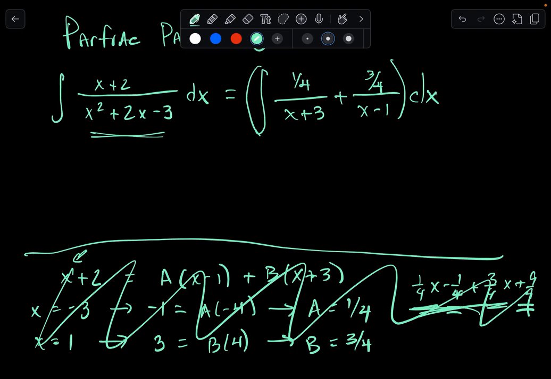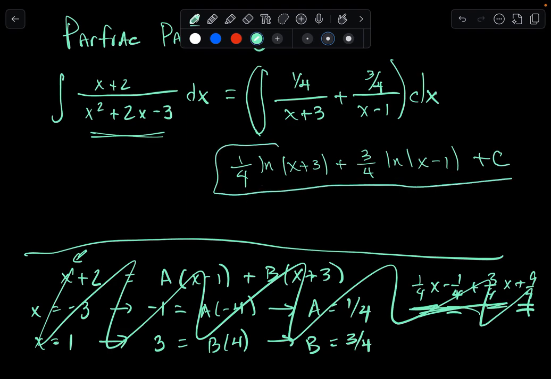And so we'll have 1/4 factored out of our first fraction. And then the integral of 1 over x plus 3 is the natural log of absolute value of x plus 3. And then 3/4 natural log. So that's an acceptable answer, right?